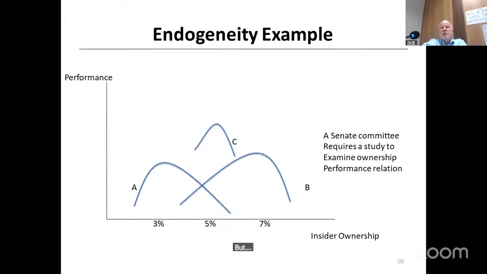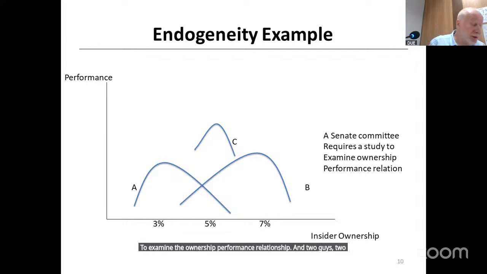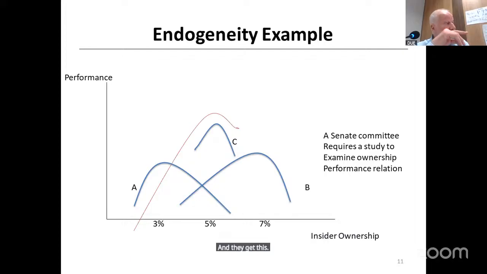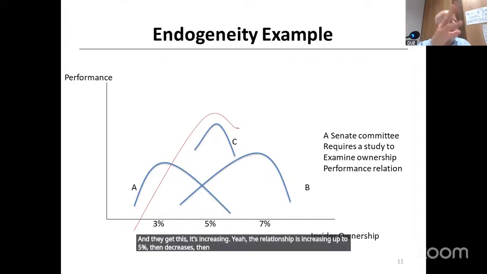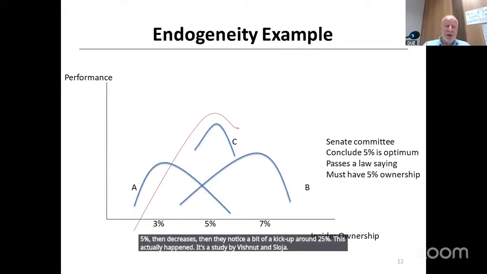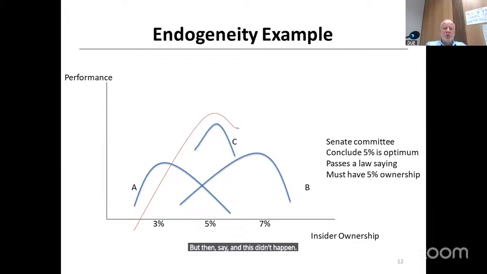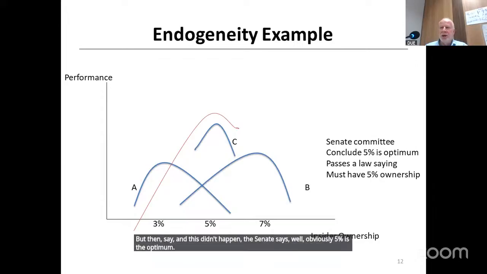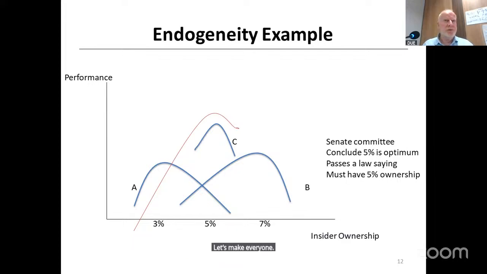But say a US Senate committee requires a study to examine the ownership-performance relationship. And two young scholars from Chicago go out and just run maximum likelihood. They don't worry about endogeneity. And they get this: the relationship is increasing up to 5%, then decreases, then there's a bit of a kick up around 25%. This actually happened; it's a study by Vishny and Slater. But then say, and this didn't happen, the Senate says, well, obviously 5% is the optimum. Let's make all the firms have 5% insider ownership, because that's obviously the maximum.